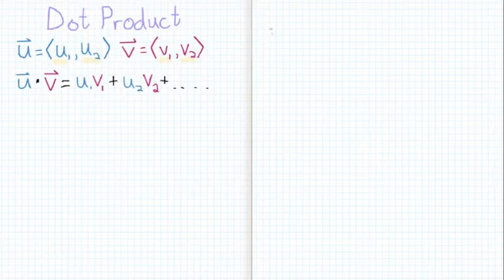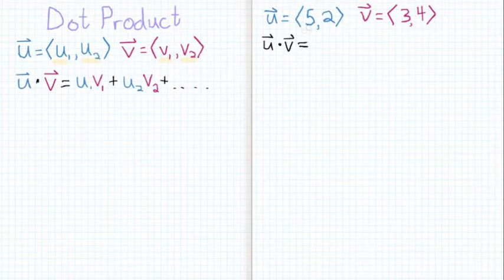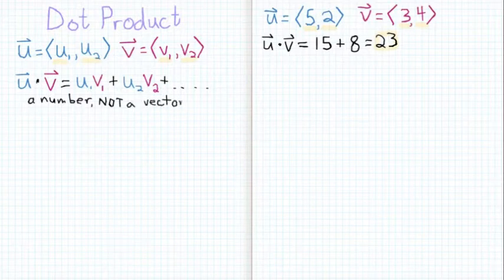Okay, let's do a quick example to show how easy this is. I'll have my vector u have components 5 and 2, and then my vector v has components 3 and 4. So to find the dot product, I'll multiply the x components together, so 5 times 3, which is 15, and then I'll add in the y components multiplied together, so 2 times 4, which is 8. So 15 plus 8 is 23, and that's the dot product of these two vectors. Notice how this is just a number, not a vector. The dot product of two vectors will always give you a number.